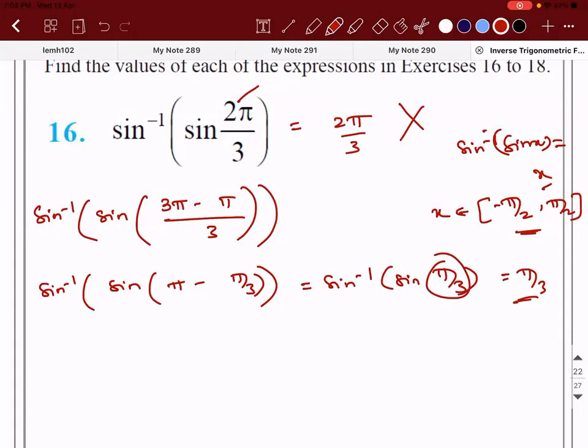So 3 pi minus pi divided by 3. So I split the LCM to each part. 3 pi by 3 is pi minus pi by 3. So pi minus pi by 3, now what is it? Sine of pi minus theta, second quadrant, is sine theta only. So that is why sine pi by 3. Now sine inverse of sine pi by 3 is pi by 3.